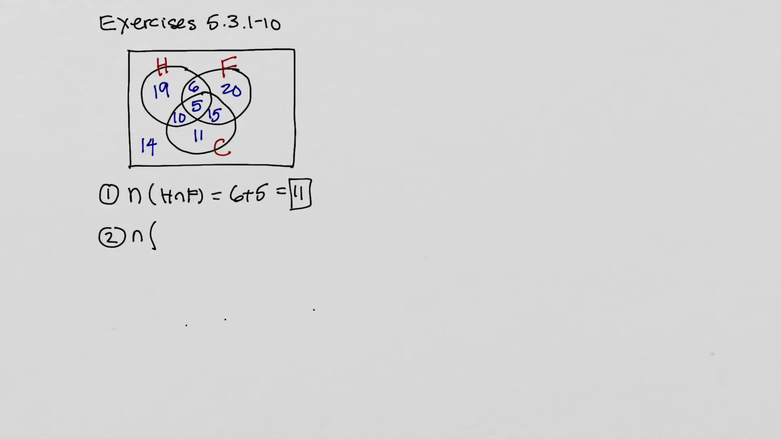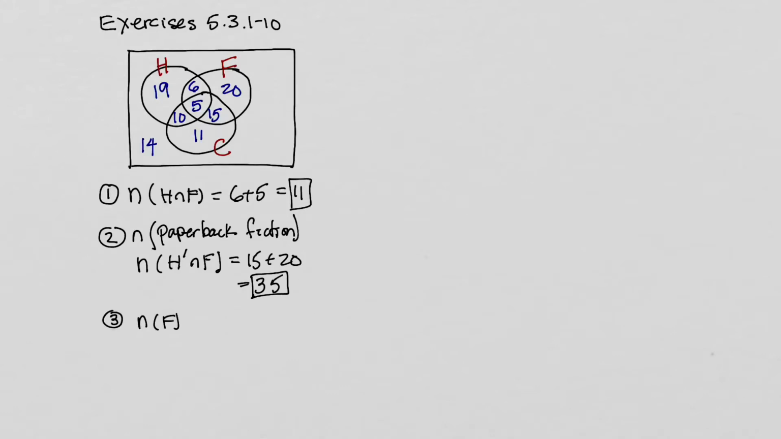Now, the second problem says, how many are paperback fiction? So paperback fiction means that they are not hardback, so they have to be outside of hardback, but still fiction. So I think we could write this like this. How many are paperback? That means outside of hardback and yet still fiction. So outside of hardback and fiction looks like this group right here. So I'm thinking that this is going to be 15 plus 20, giving us 35 paperback fiction books.